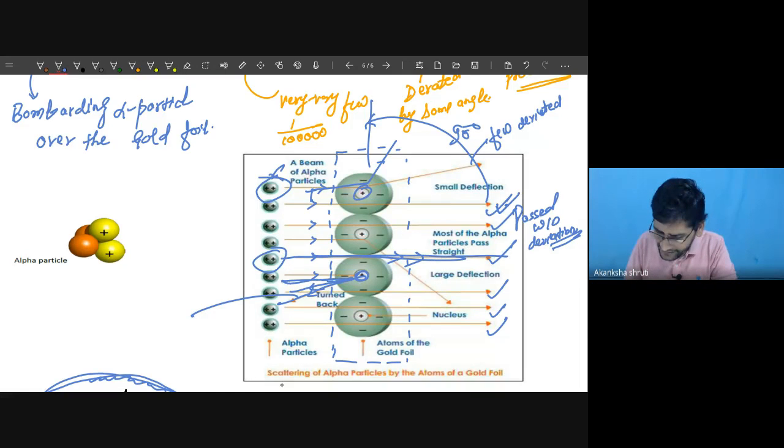And very few were returning. It means what? The entire mass, a very dense region, is present at the center of that atom, so that the alpha particle, which itself is the nucleus of helium, a very dense particle, has returned back. So these were the important three conclusions from this experiment. Okay, students? So these things we are going to write now.